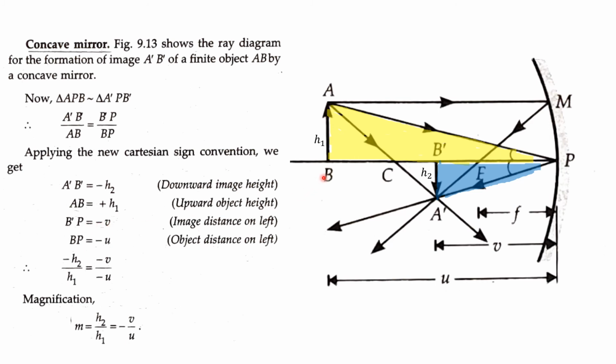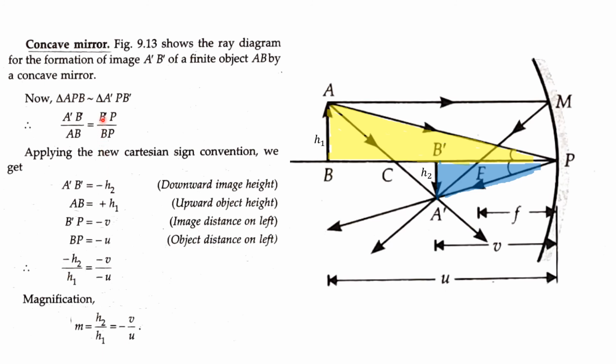As for your object distance, this is your object distance PB, and it is measured in the opposite direction to the incident light. Therefore, my object distance will be minus u. Now let us substitute these values here. A dash B dash is minus h2, so instead of A dash B dash, I'll write minus h2. What is AB? AB is your plus h1, so instead of AB, I will write plus h1.